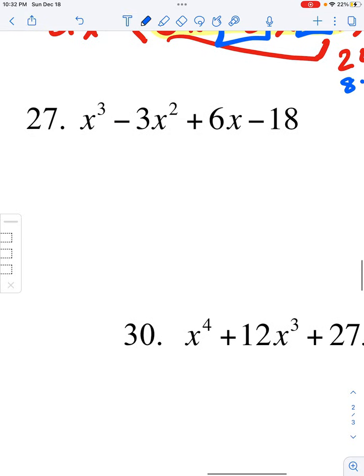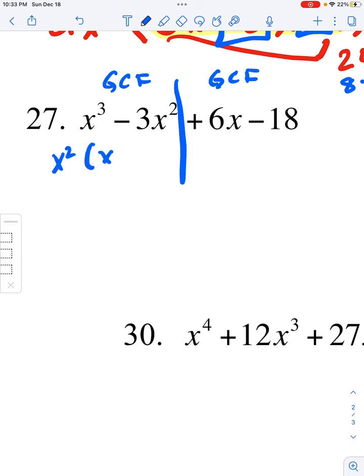Whoa, okay, 4 parts, there's no choice. I have to do grouping. Okay, so I'm gonna go ahead and do that. I take the GCF out of each side. So on the left side, I can pull out an x squared, leaving me with x minus 3. On the right, I always keep the sign, so this one's a plus, and the number or the thing that goes into both is just a 6.